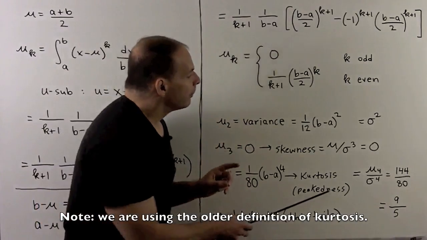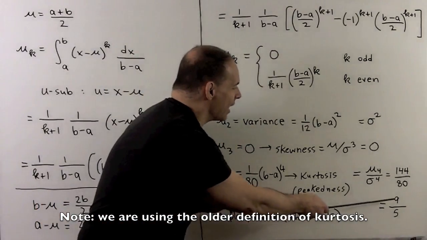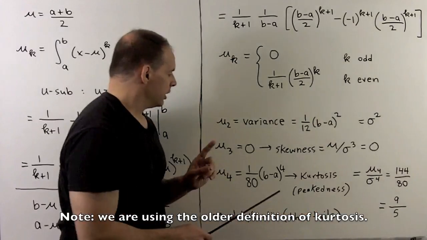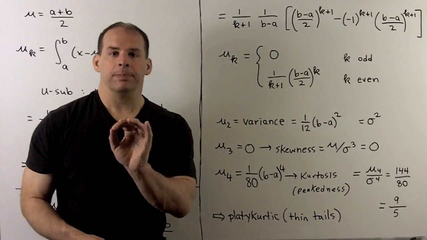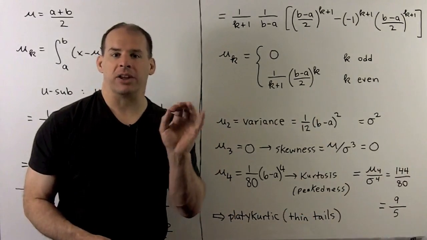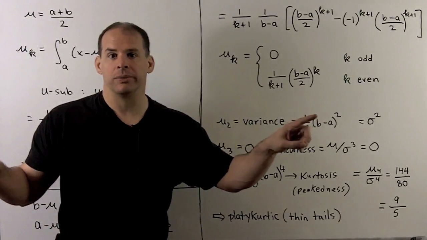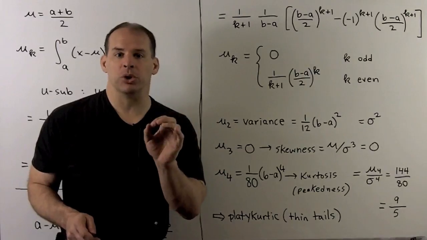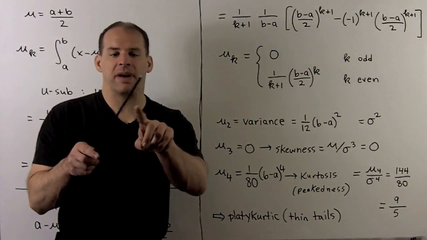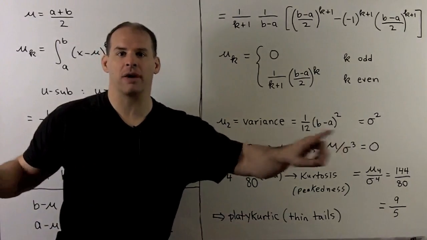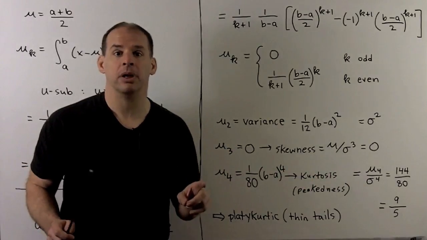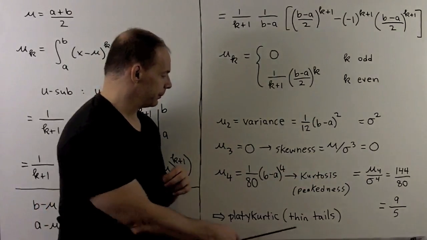And we note here, okay, what happens? We get a 9 over 5. So this is going to mean that our distribution is platykurtic. Platykurtic means we have long, thin tails. Now, for a uniform distribution, we don't have any tails. So we're going to be defined on some region, and then it chops off, everything goes to 0. So platykurtic.